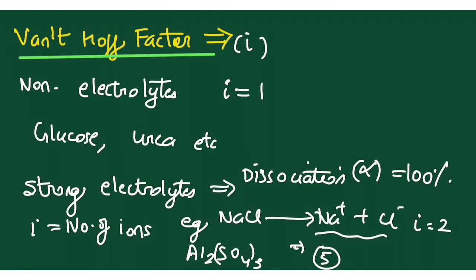Now Van't Hoff factor. For non-electrolytes, i is equal to 1. Say glucose, sugar, urea. For that i is equal to 1. You don't have to take anything. For strong electrolytes, dissociation is 100%, so you have to calculate the total number of ions. Say for NaCl it is Na+ plus Cl-, so i is equal to 2. For aluminium sulfate, the ions are completely 2 and 3, that is 5, so i is equal to 5. It will be provided to you whether it is a strong or a weak electrolyte.